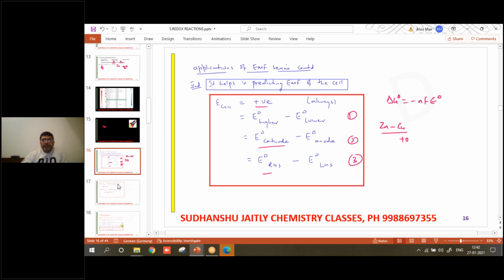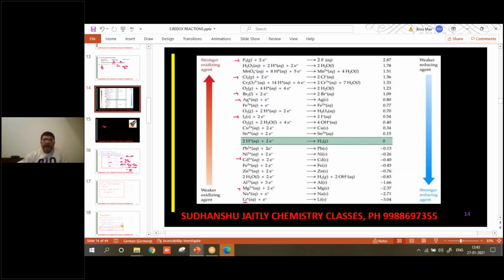The copper potential is 0.34. This is minus 0.76. So E naught for this cell is E naught for reduced minus E naught for oxidized. This is 0.34 minus of 0.76. This is going to be 1.10 volt. You can cook any cell from here. Yep, any cell from here, right? Whatever you want, you can take it.